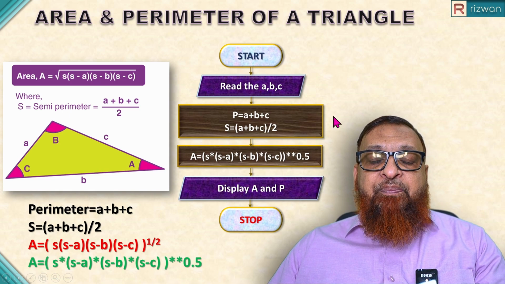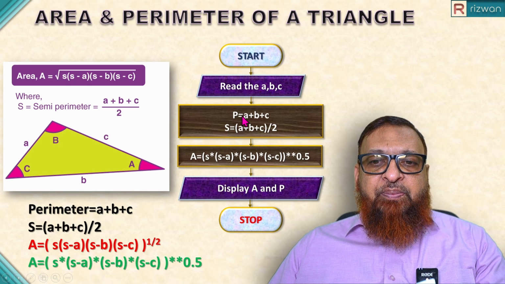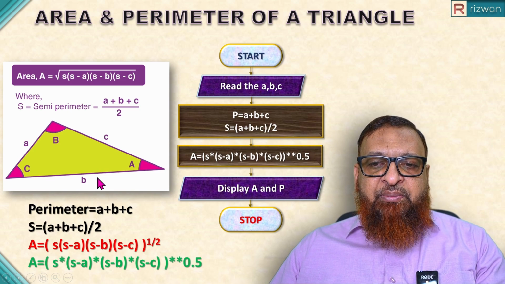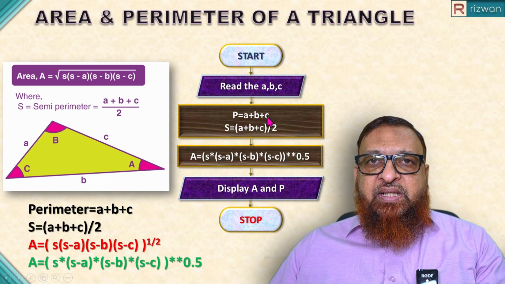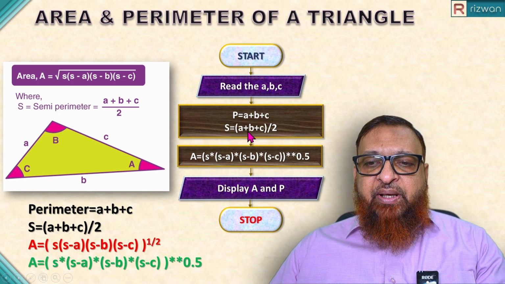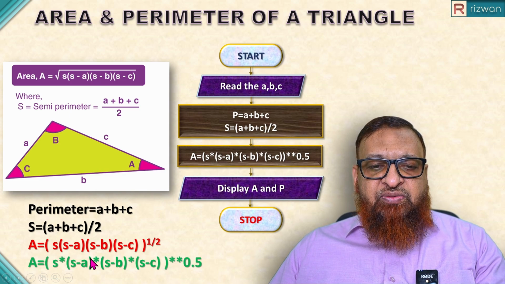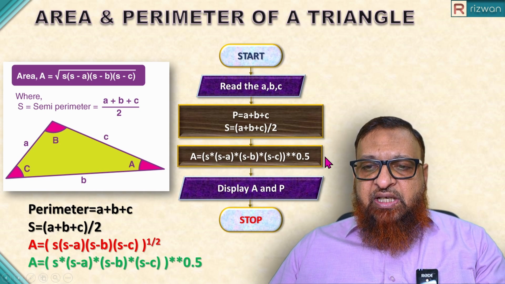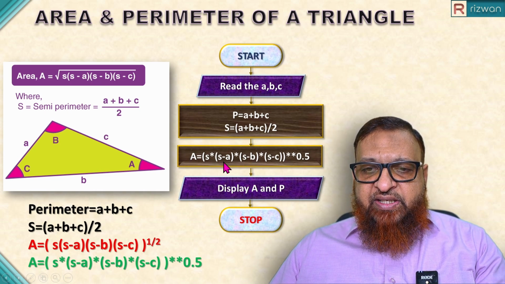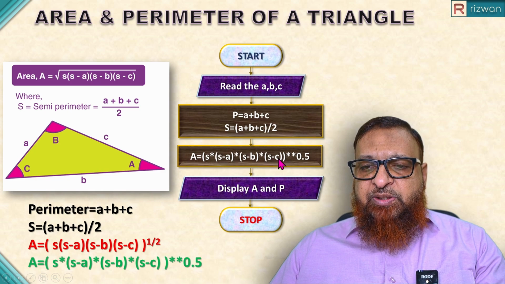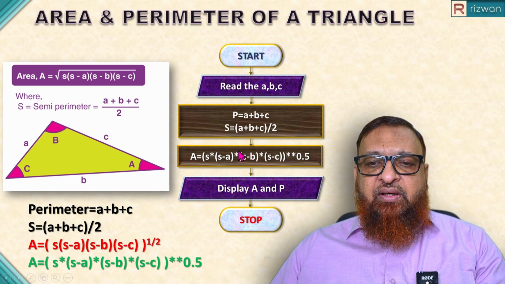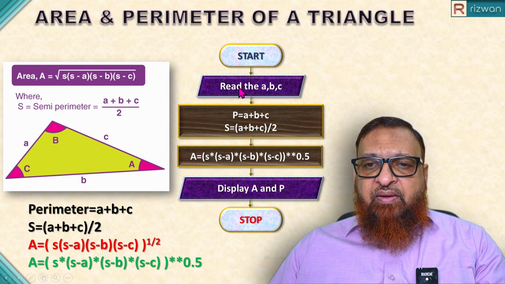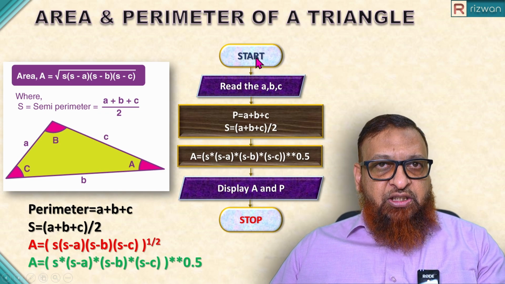In between is the process. What is the formula for the perimeter? We know it is A plus B plus C. Then the semi-perimeter is calculated by A plus B plus C by 2. Then the area is calculated using this formula. This particular expression I have copied over here: S into S minus A, S minus B into S minus C, to the power of half. So, this is the one. Once we have this, we will start the program.